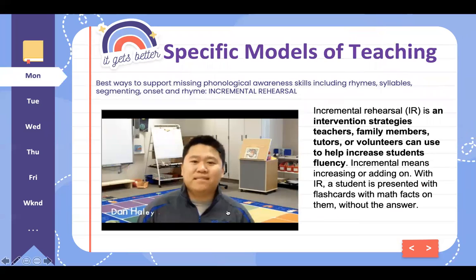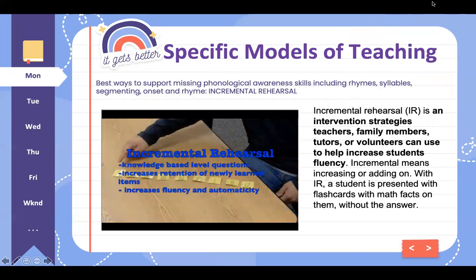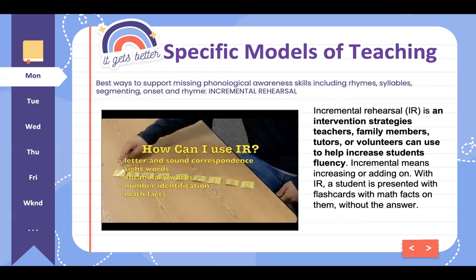Hello, my name is Dan Haley, and today I'll be showing you how to implement an academic intervention called incremental rehearsal. Incremental rehearsal helps students answer knowledge-based level questions, increases retention of newly learned items, and also increases fluency and automaticity in known facts. Incremental rehearsal can be used for a variety of knowledge level skills and is effective in letter and sound correspondence, learning new sight words, vocabulary words, number identification, and basic math facts.